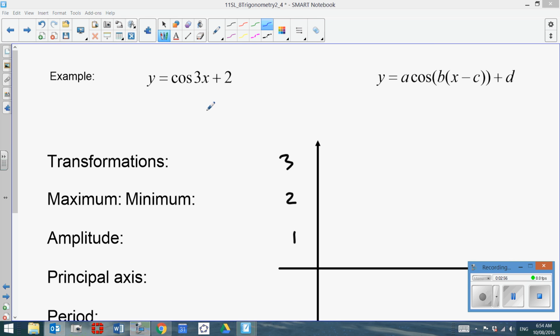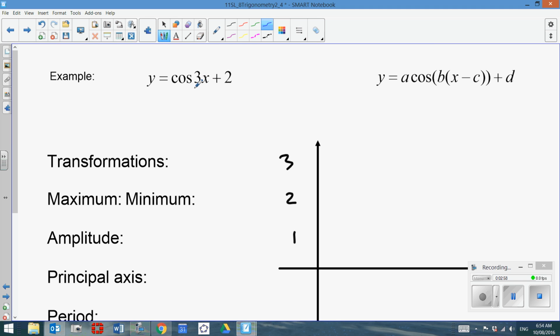So taking a look at this first example with cosine, we have 2 additional numbers here, so we are going to have 2 transformations. This d value definitely tells us that we're going to shift up by 2 units. So this is going to change our principal axis. Instead of being at y equals 0, we're now going to be at y equals 2. So I'm going to go ahead and draw that in at y equals 2.